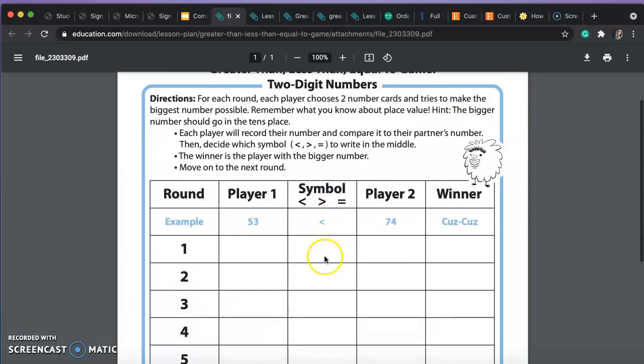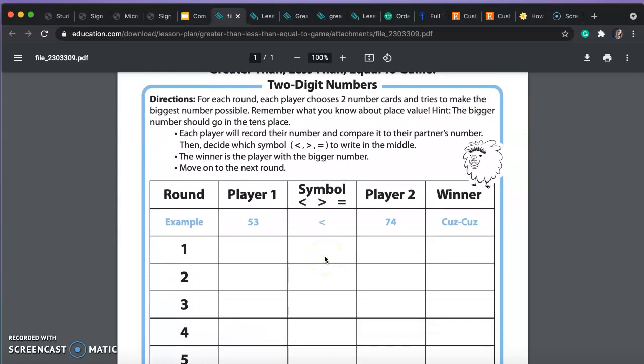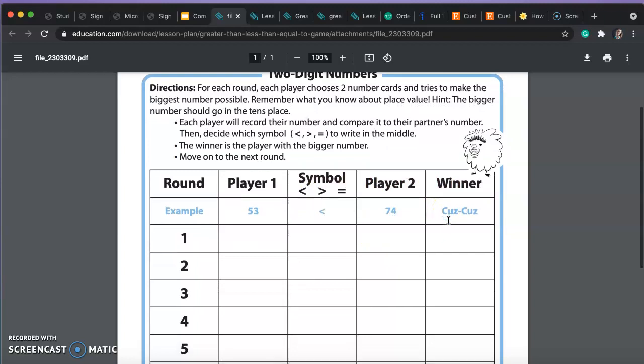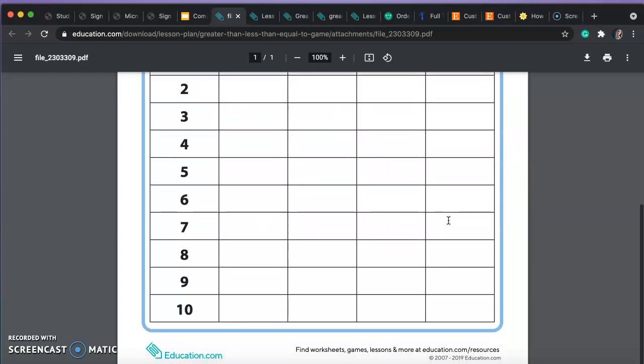The next station is going to be a game, and this is the sheet that goes with it. What the students do is they're going to have a baggie, and it's going to have note cards with the symbols shaped as alligators, and then numbers. Each person is going to pick out a card, and they're going to have a number, and they're going to write down what number they got, and then they have to decide what symbol they need to use. And whoever has the bigger number is the winner of that round. So they just continue to do that for 10 rounds.